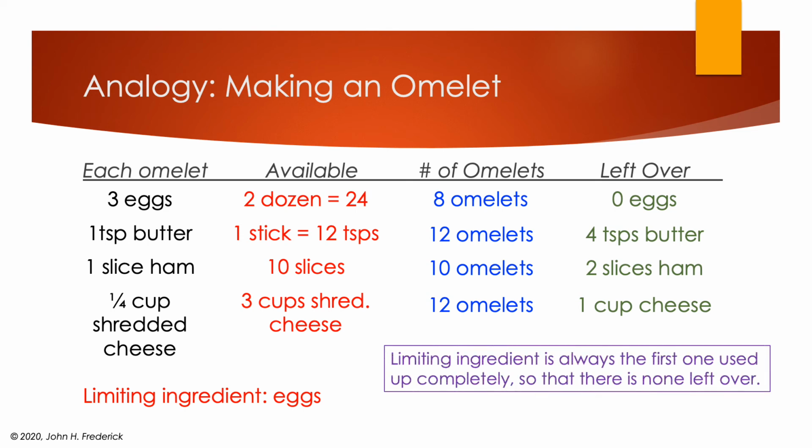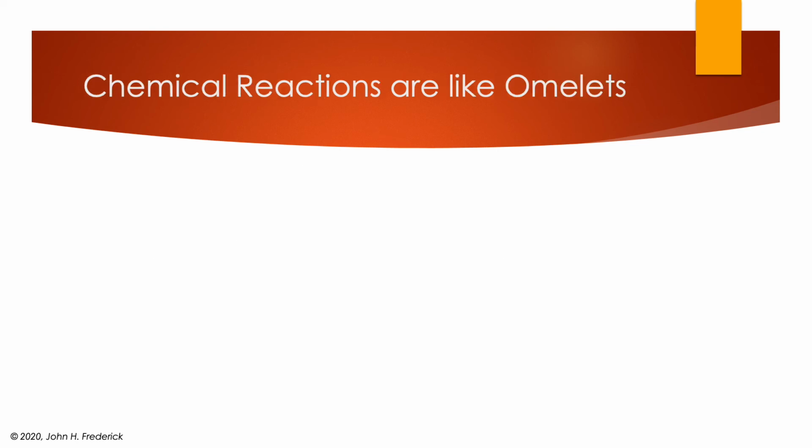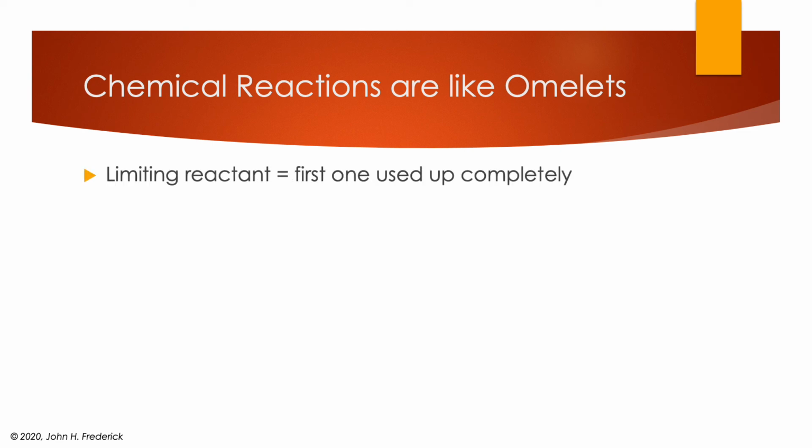And that is true in chemistry also. The limiting ingredient is always the first one that's used up completely, so that there's none left over. All the other ones, there's something left over. So let's see how this translates to chemical reactions. Chemical reactions are like omelets. So the limiting reactant is going to be the first reactant that's used up completely.